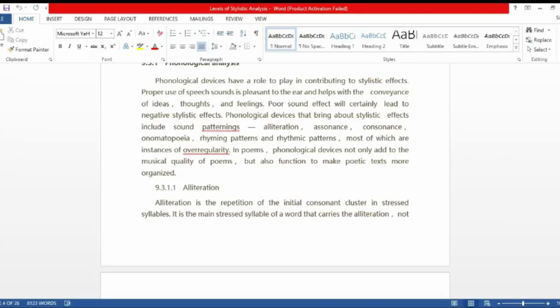They are related to the theme. There are so many things they are related to. These sound patterns are related to within a text, and these we are going to discuss in these kinds.